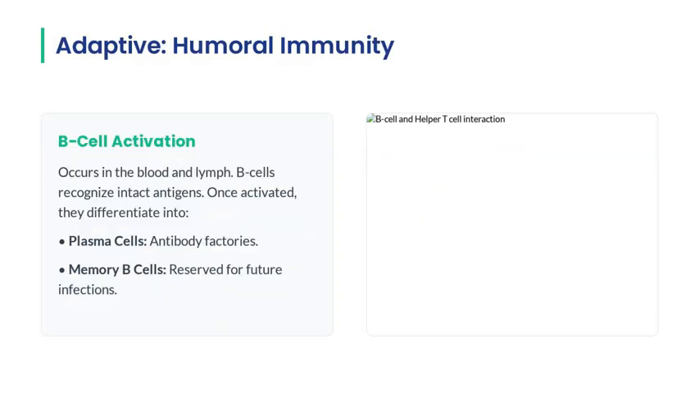Next, we're going to talk about our humoral immunity. This figure didn't load for some reason, but our B cell activation occurs in the blood and lymph. B cells recognize intact antigens, and once they are activated, they differentiate into plasma cells, which are antibody factories where antibodies are created, or memory B cells, which are reserved for future infections.